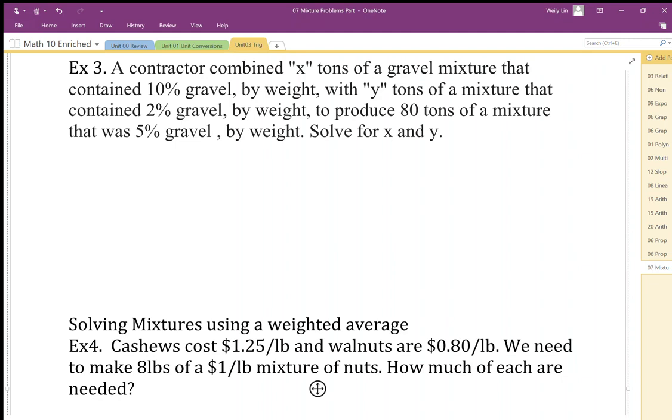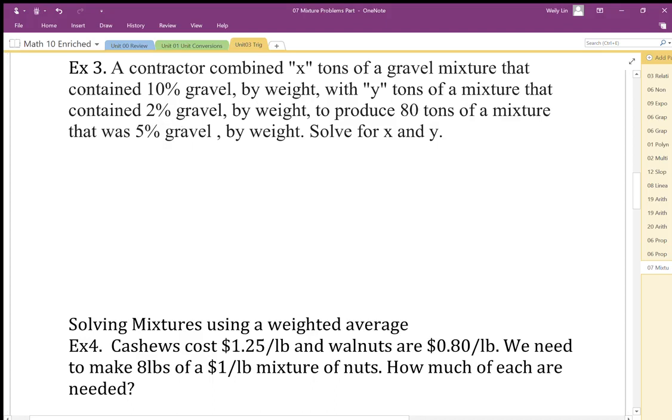Here we have a contractor. He combines X tons of gravel mixture that contains 10% gravel by weight. So maybe 10% was gravel, the other 90% was maybe sand. And then he combines that with Y tons of a mixture that is 2% gravel by weight. So again, this would be maybe 2% gravel and 98% sand. And he produces 80 tons of a mixture that is 5% gravel.